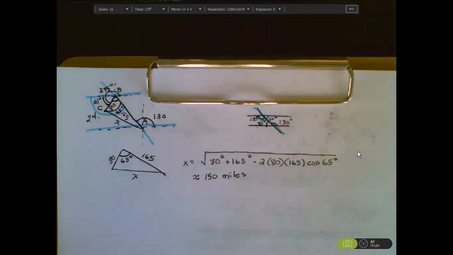The plane's about 155 miles from where it started. I said 155 and I wrote 150. I meant 150.